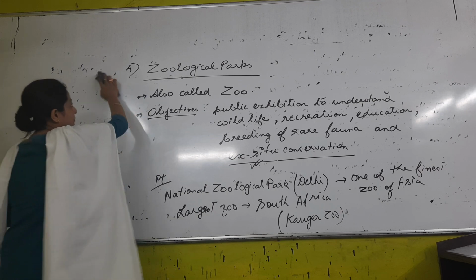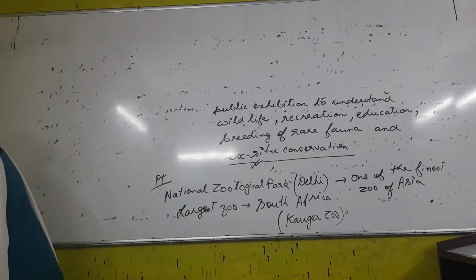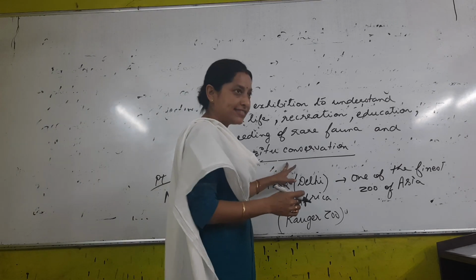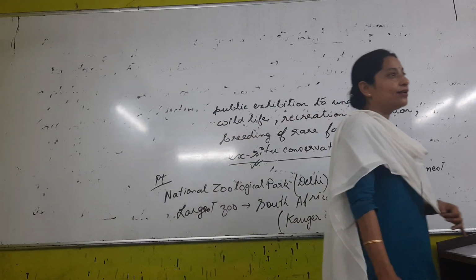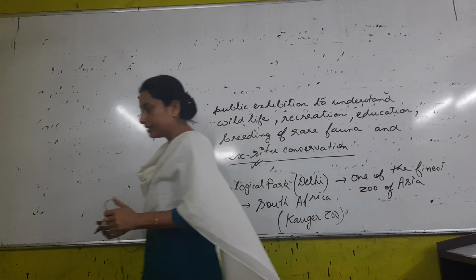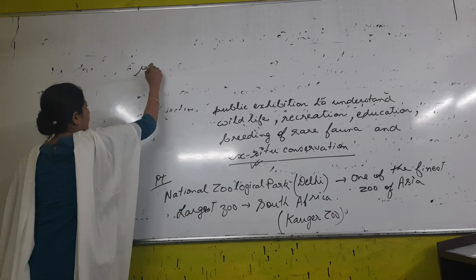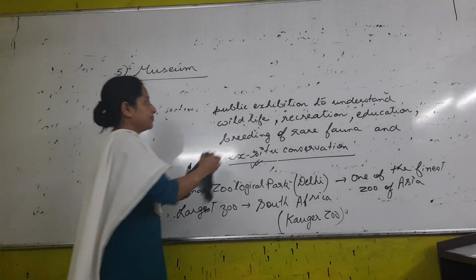Next. Ex situ conservation. In the last class I said that a botanical garden is also a means of ex situ conservation. Ex situ conservation, what do we remember? That you conserve the organism away from its natural habitat. Obviously far away, right? So that is what is called ex situ. Next.